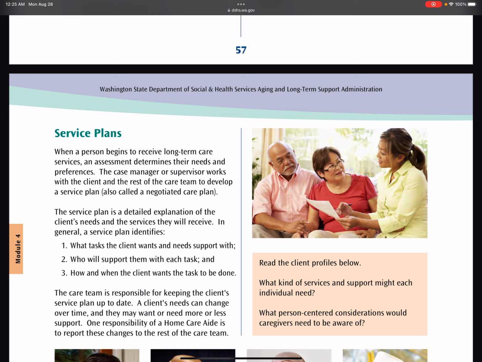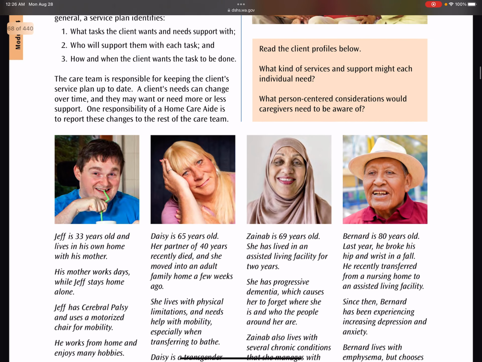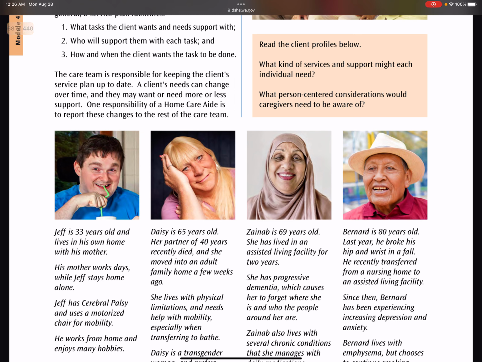It seems like in this picture they are talking about the service plans. Maybe they're doing the assessment. In the care setting there are different kinds of people. As you can see here, the young man is 33 and the next lady is 65. The next lady is 69 and he is 80. People with different ages.